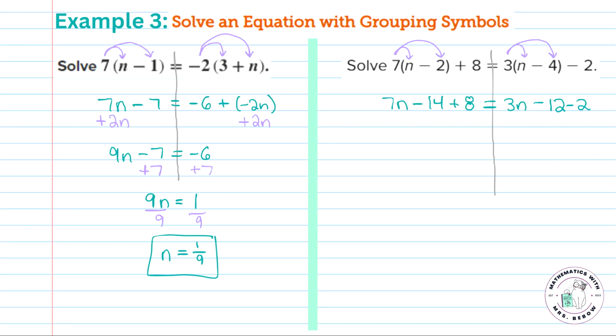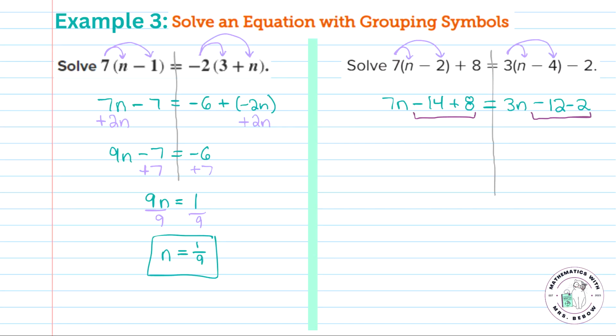Unlike the last problem, we need to actually do a little bit more before we start moving things from side to side. So I notice that I have like terms on each side of this equation, right? So if I'm looking at my like terms, we have these here that need to be combined, that -14 plus 8, and then we have a -12 minus 2. So after you distribute, if there are like terms, those need to be taken care of next. So we're going to go ahead and do that right now.